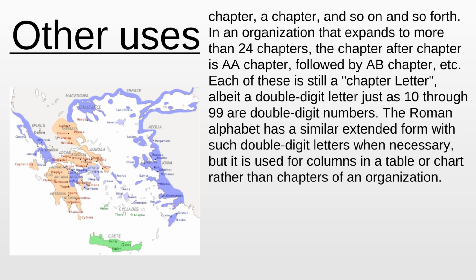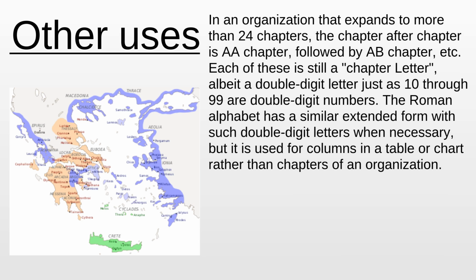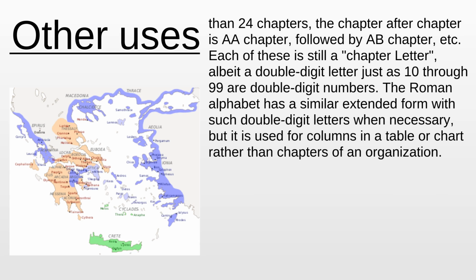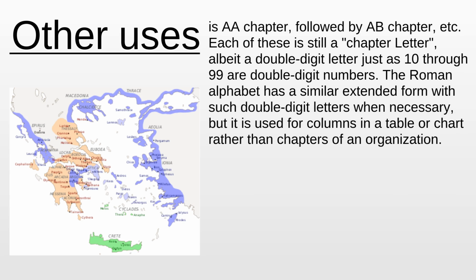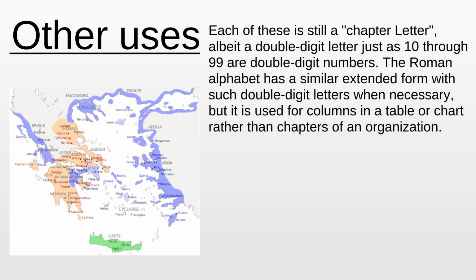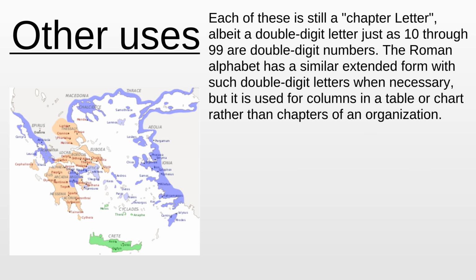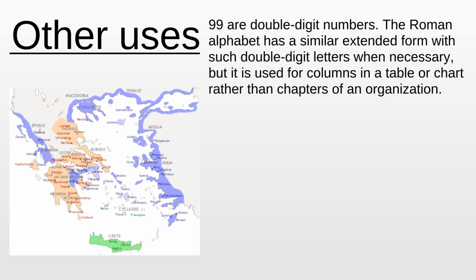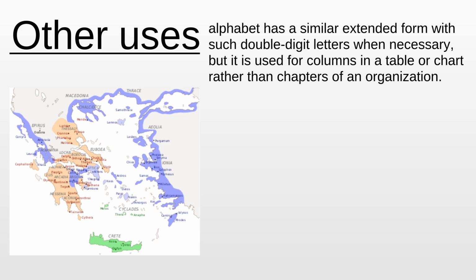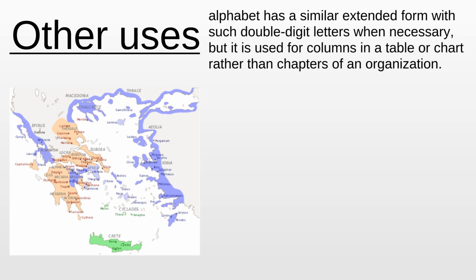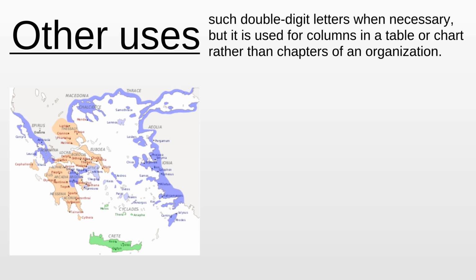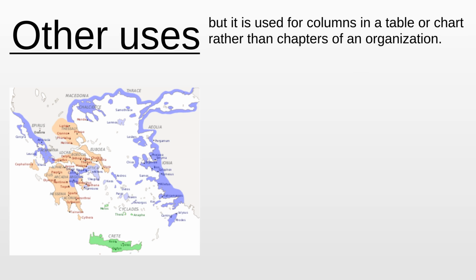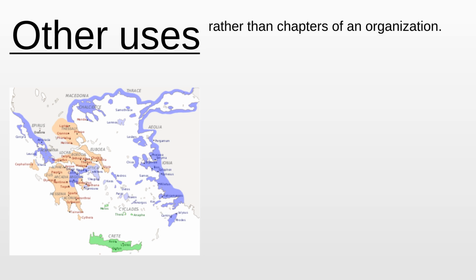In an organization that expands to more than 24 chapters, the chapter after Omega chapter is Alpha Alpha chapter, followed by Alpha Beta chapter, etc. Each of these is still a chapter letter, albeit a double-digit letter, just as 10 through 99 are double-digit numbers. The Roman alphabet has a similar extended form with such double-digit letters when necessary, but it is used for columns in a table or chart rather than chapters of an organization.